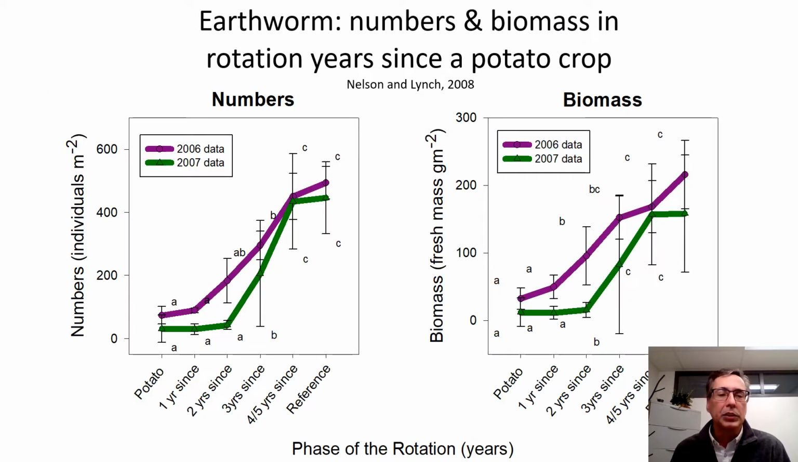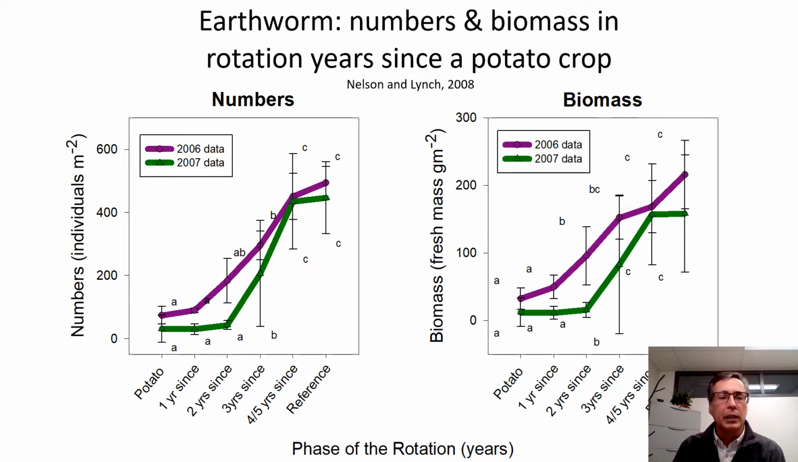Let's take a quick look at lower disturbance as an example. Dr. Derek Lynch and his graduate student, Karen Nelson, had done research on earthworm populations in cropping systems. And in these two graphs, the graph on the left shows the numbers of individuals of earthworms, showing the data for 2 years, so that's the two different lines. And the first year was the potato year, and then they counted the number of years after that and continued to monitor earthworm populations and their recovery. So the first graph on the left is the number of earthworms, the one on the right is biomass of earthworms.